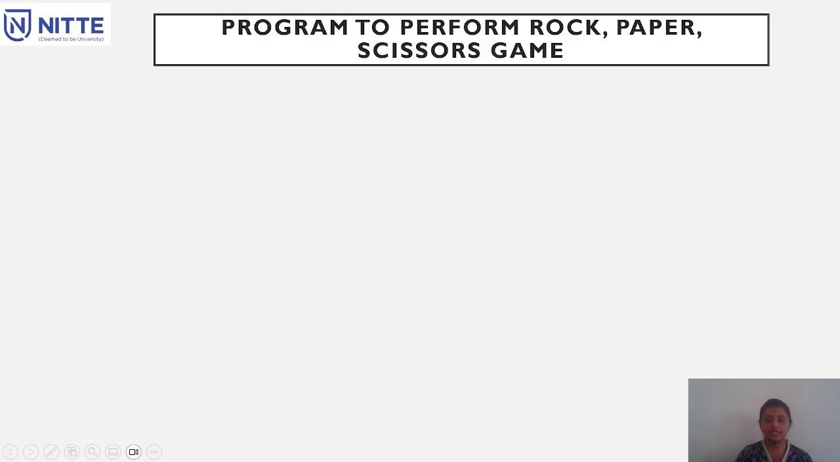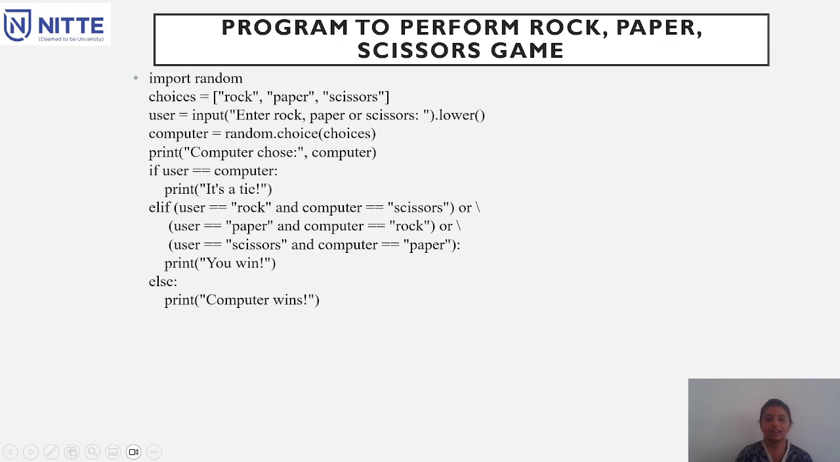This is a very interesting program where we are performing a rock, paper, scissors game. If you check here, import random. So I am importing the random module. Here in the list you can see I have given the choices rock, paper and scissor. User input: enter rock, paper, scissor. I am asking the user to give the input and I am changing that input into lowercase for my easy understanding and for the interpreter to do the work easily.